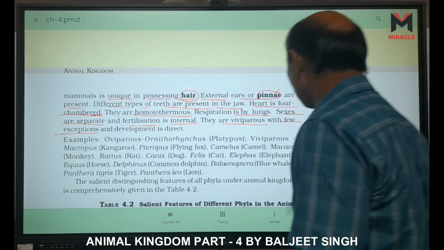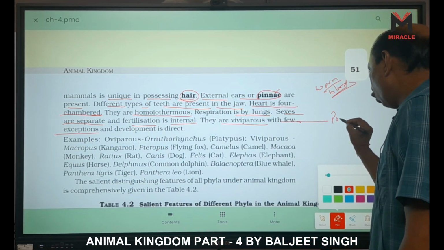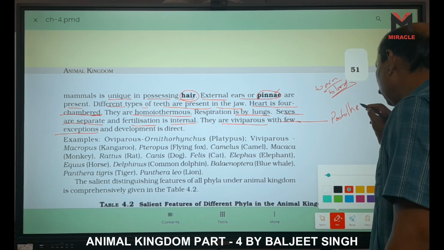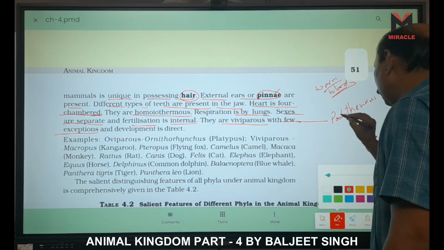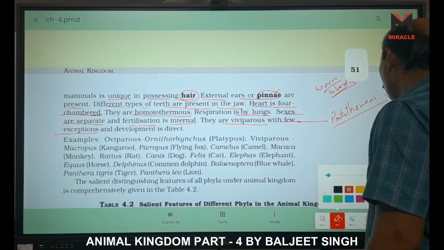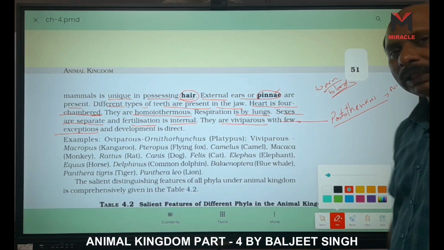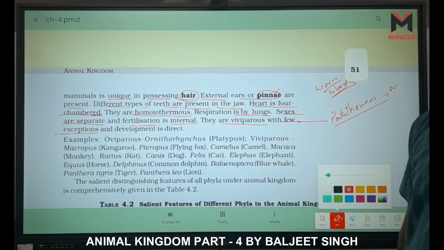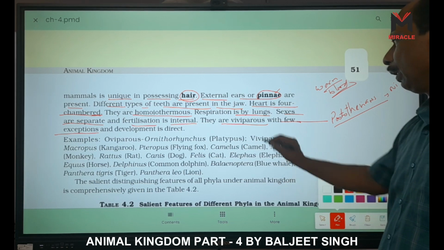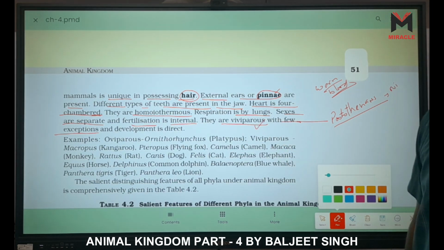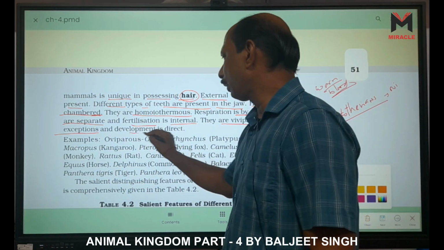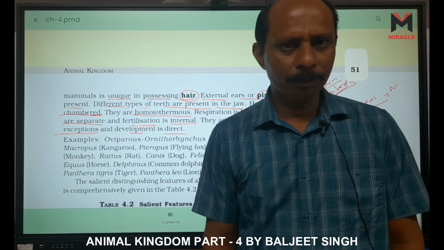So which one is the exception? These few exceptions are the prototherians. So prototherians are oviparous, they lay eggs. Metatherians like marsupials and eutherians lay young ones, right? Development is direct, meaning no larval stage is present.